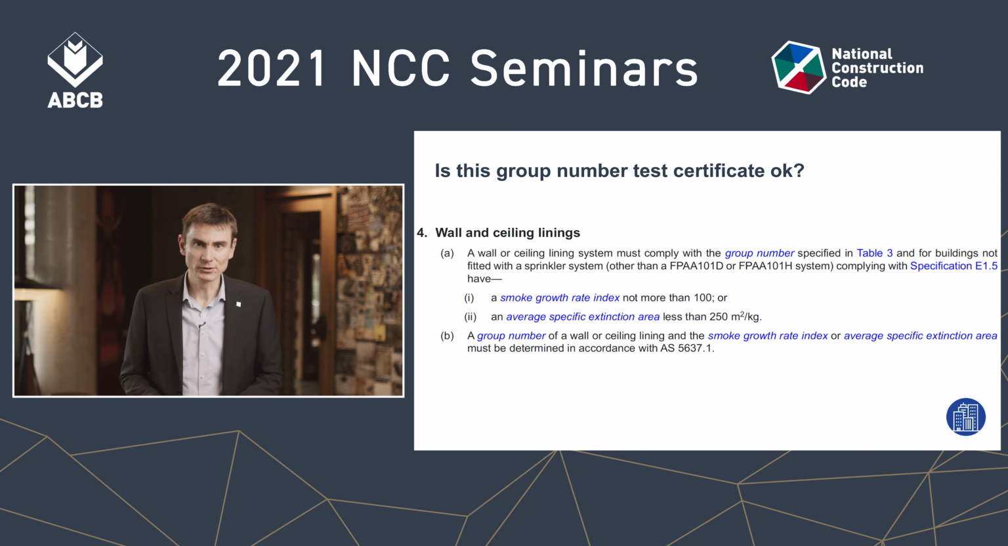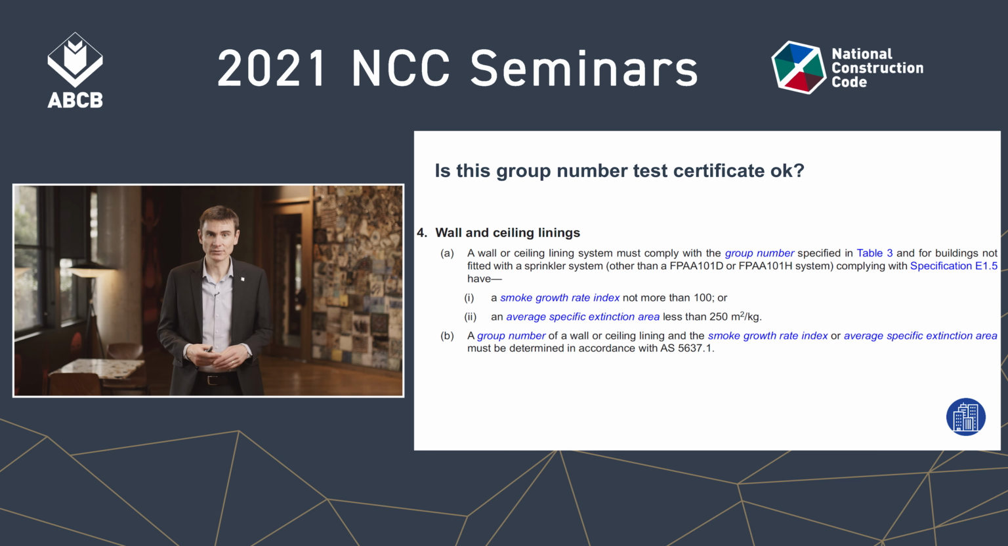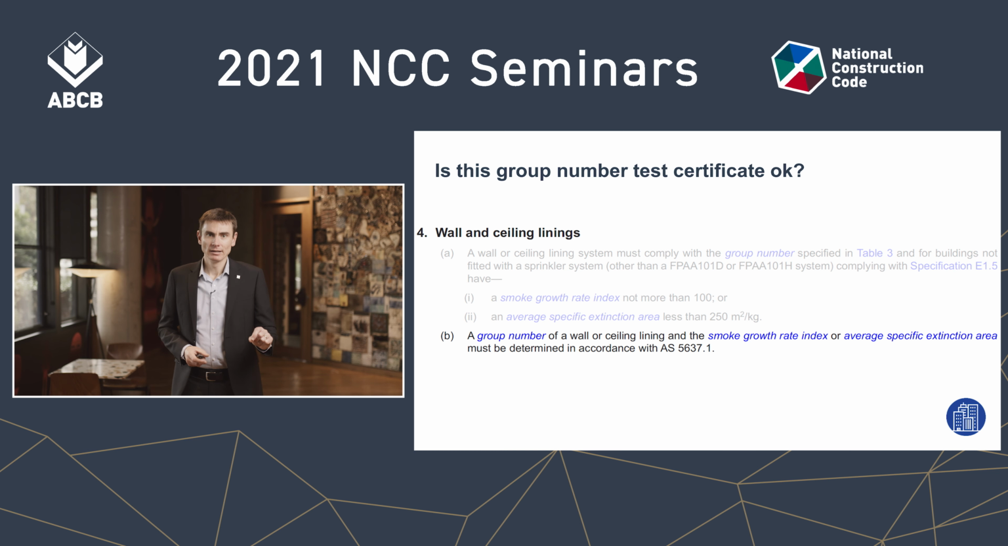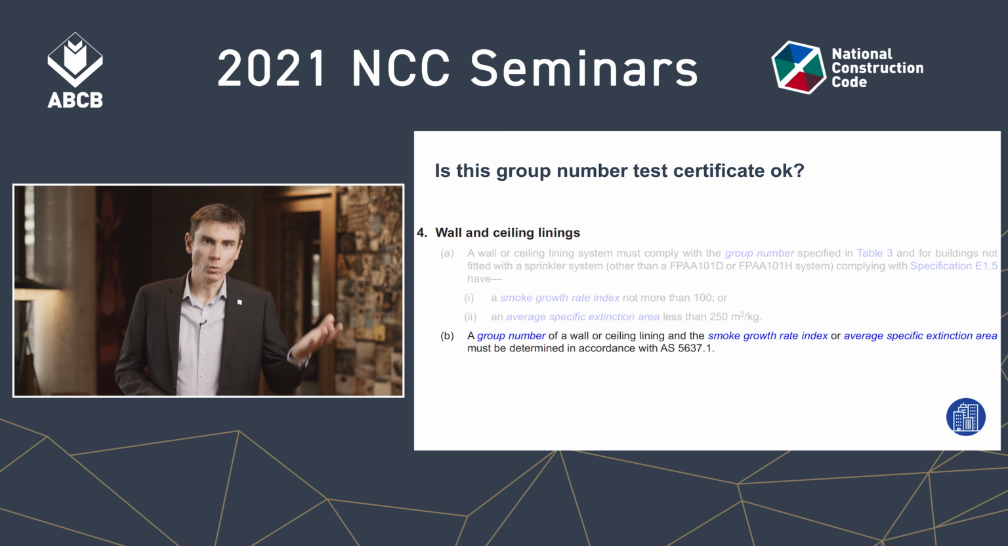This is the start of Spec C1.10 Clause 4. Subclause A sets out the values you need to achieve, and Table 3 lists the various classifications, whether the room is sprinklered or not, and then provides a group number for that particular application. What I want to show you today is Subclause B. Yes, we need to know what the group number is, but the NCC is also interested in how that was found.